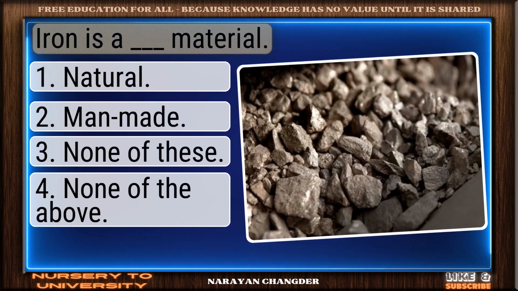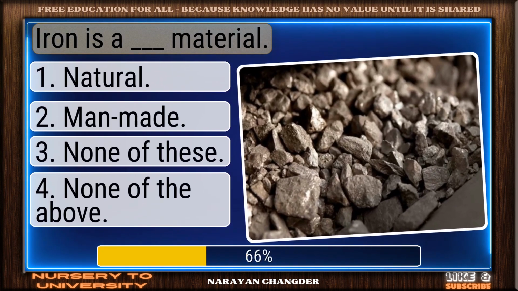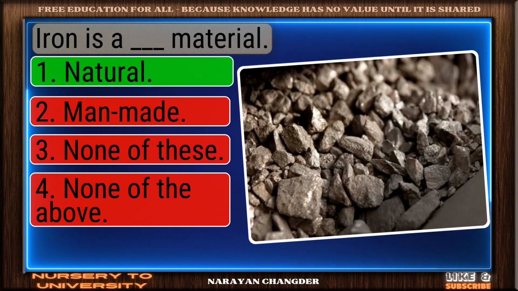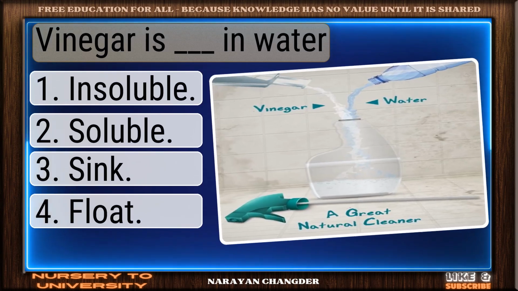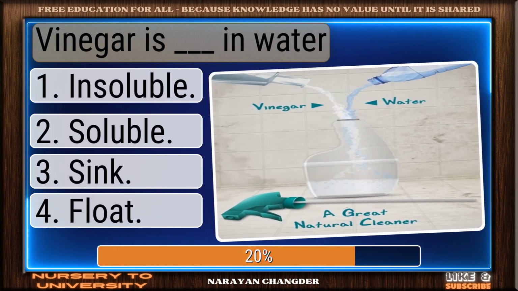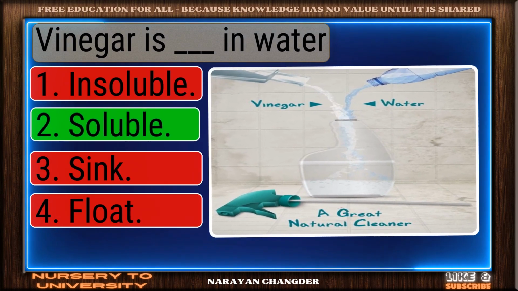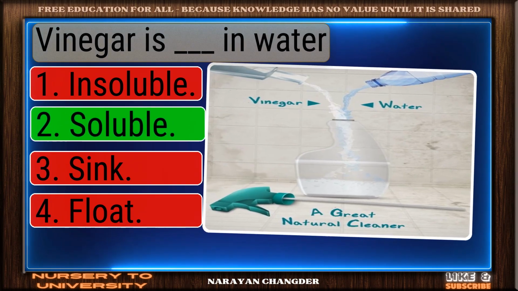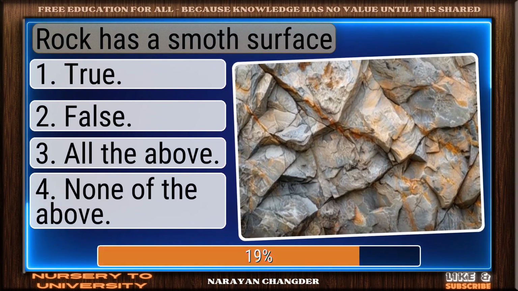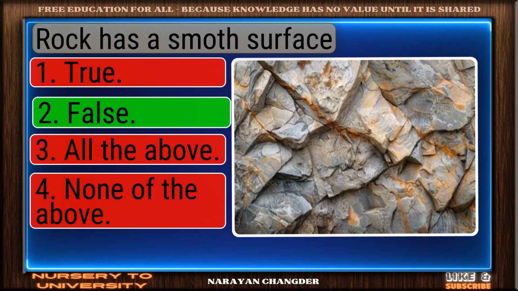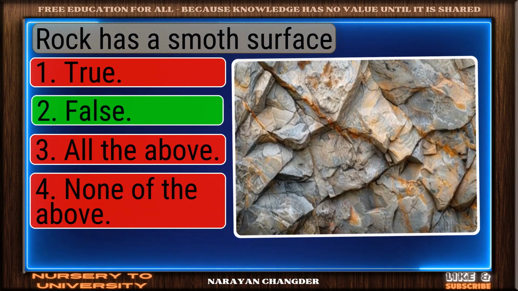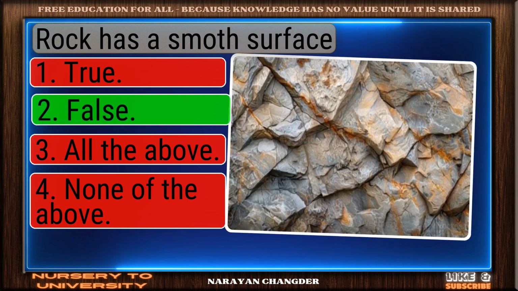Iron is a dash material. Valid point. Natural is true. Vinegar is dash in water. Well reasoned. Soluble is the correct choice. Rock has a smooth surface. Good job. Your answer false works well here.